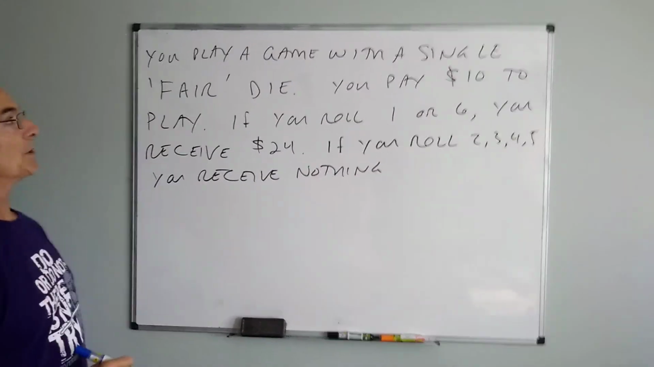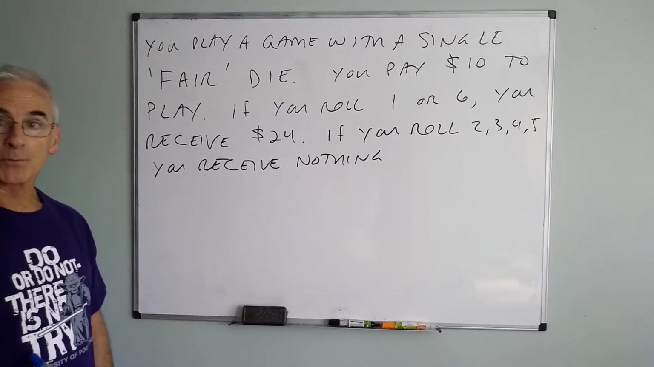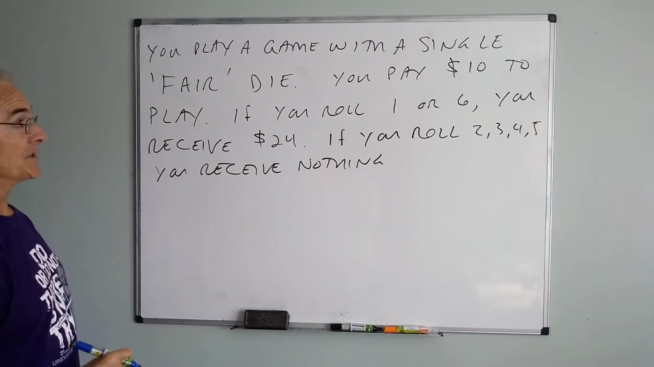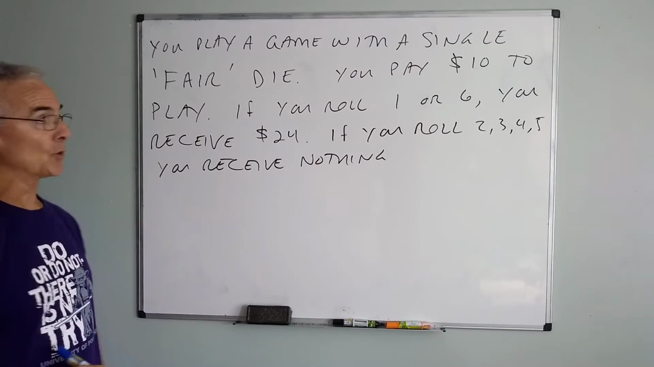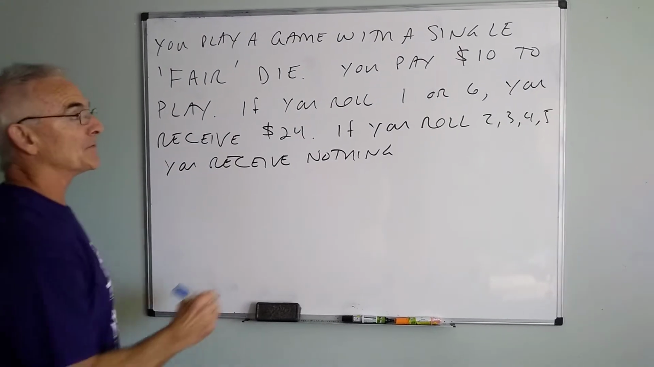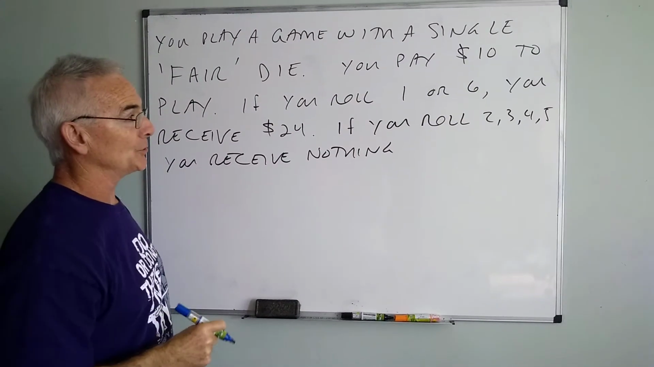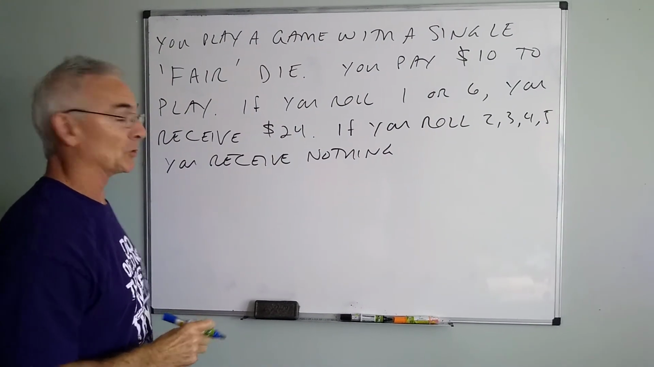Now let's look at a simple game of chance. You're going to roll a single fair die, and what that means is that each outcome of the 6 faces is equally likely. You're going to pay $10 to play, you're going to roll the die, and if you roll a 1 or a 6, you will win $24. But if you roll a 2, 3, 4, or a 5, you receive nothing.